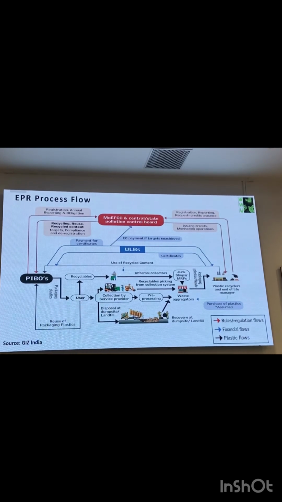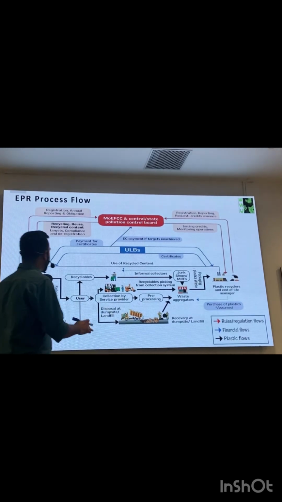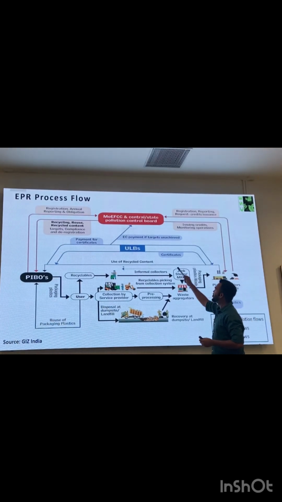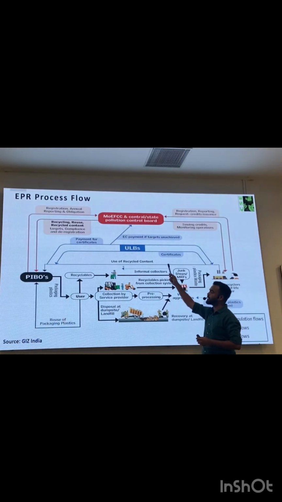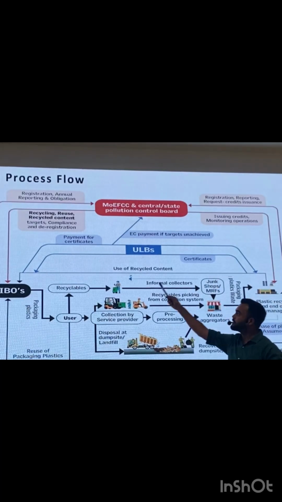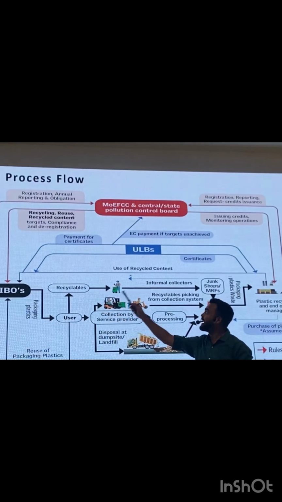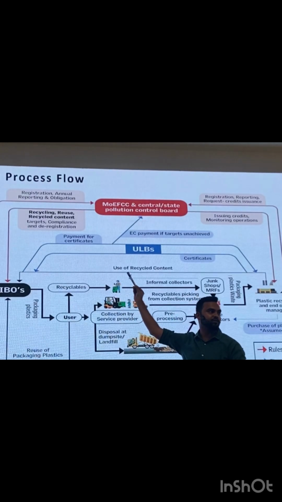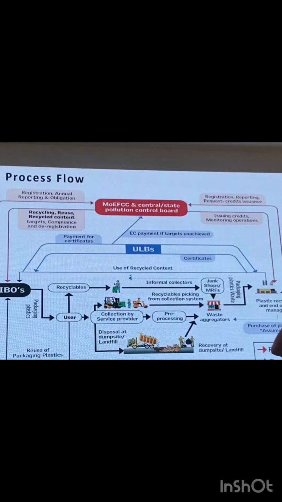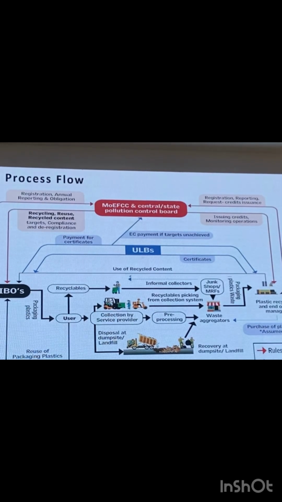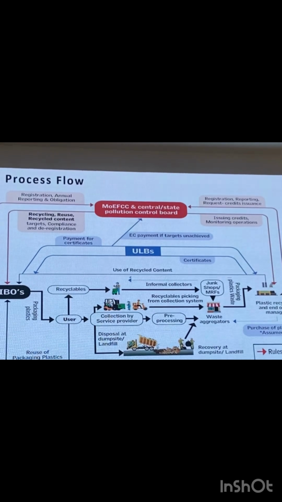Okay? So this is how this entire thing basically works. Certificates can be generated by these guys or any ULBs who are acting as PWDs, and the certificates flow to the POs, and in return for the certificates there is payment for every certificate, right? One credit is equal to 1 ton, 1000 kilograms of plastic. If you are recycling, you can generate 1 credit.